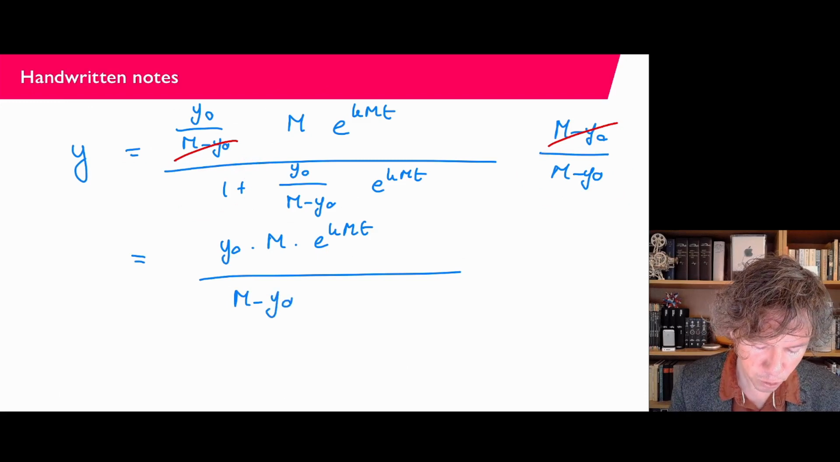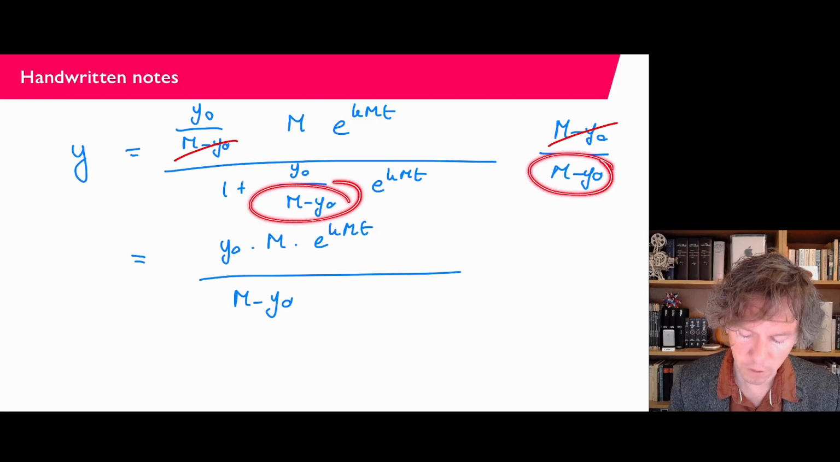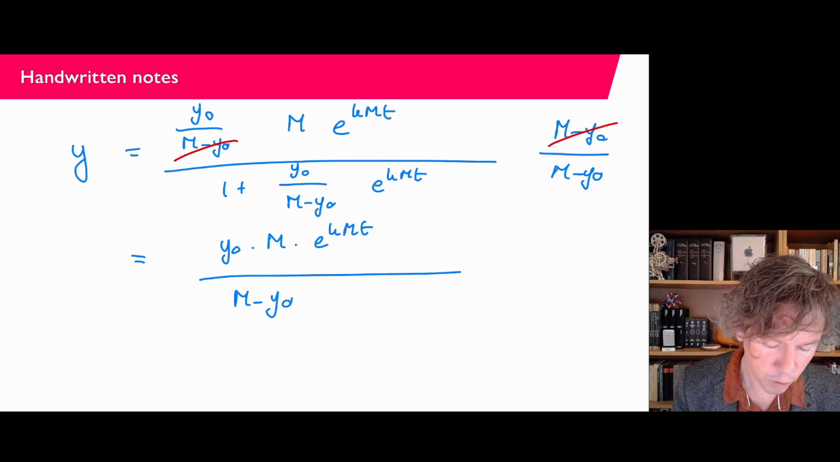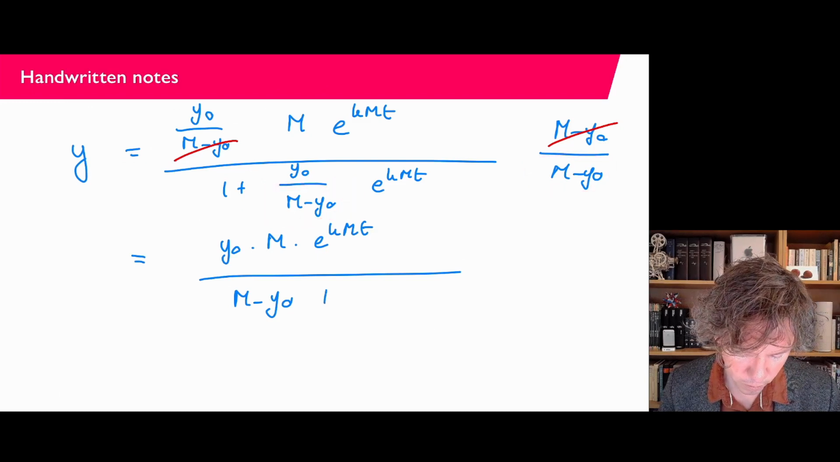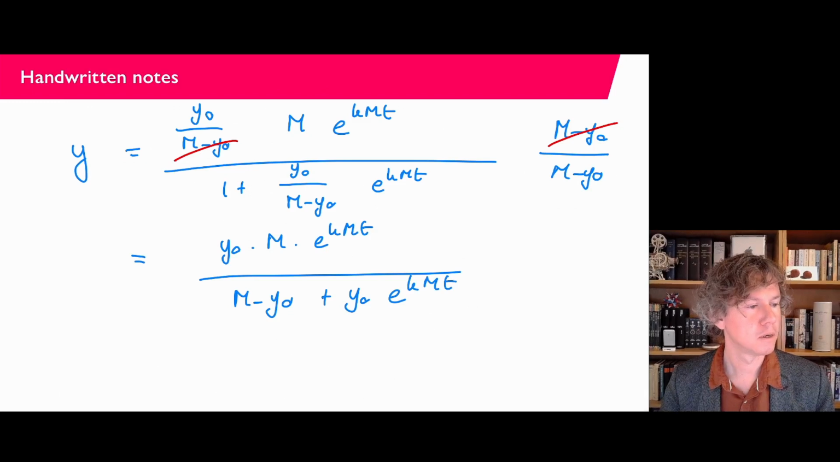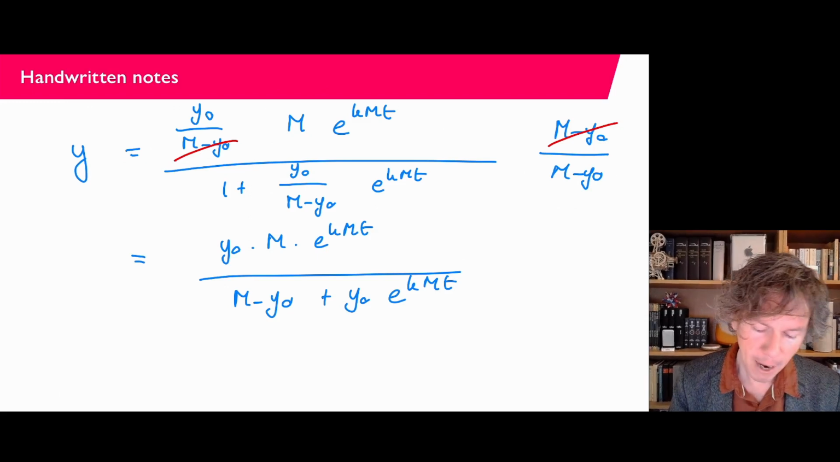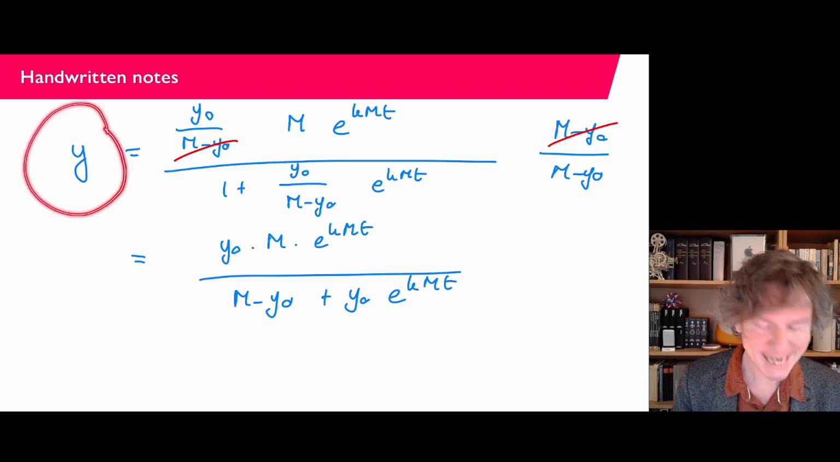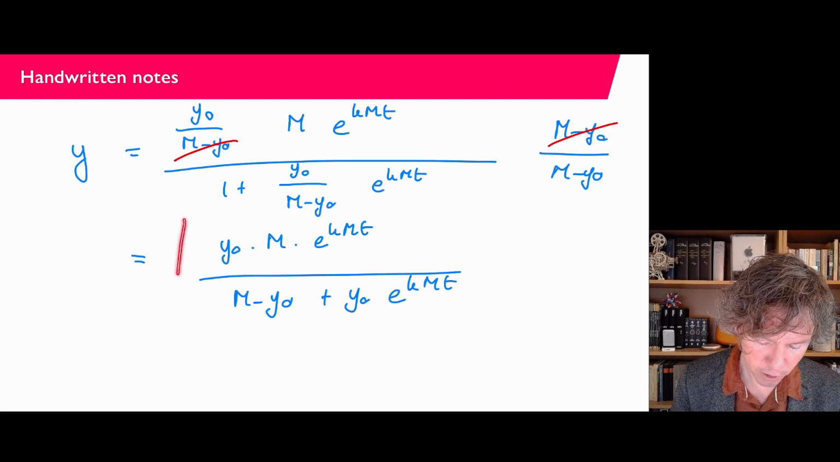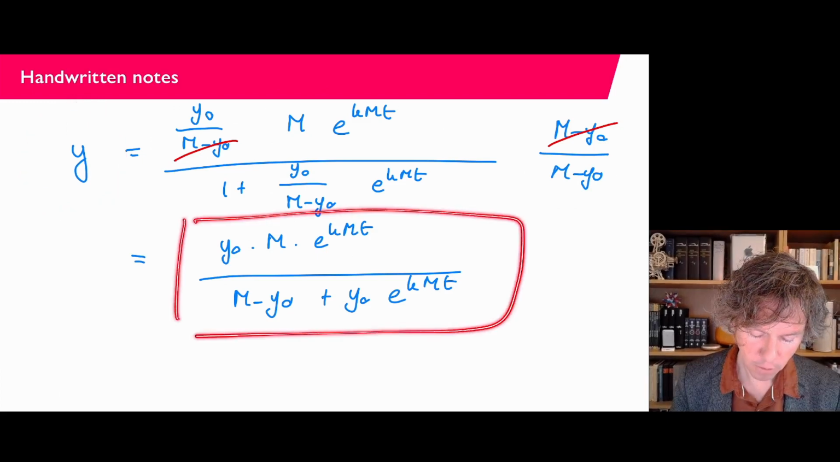And for the second term, this thing and this thing are going to cancel out. So what is left of the second term is plus y0 e to the power kmt. So this is great. I'm perfectly happy with this. This is what I wanted to derive. Now I know that the population at any moment in time is given by this long formula.